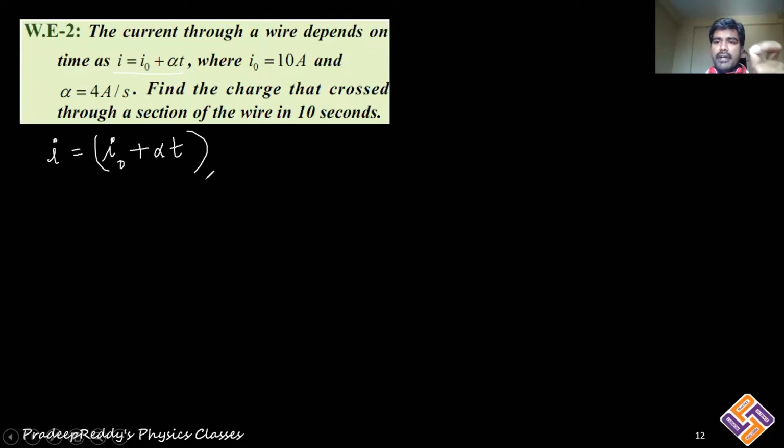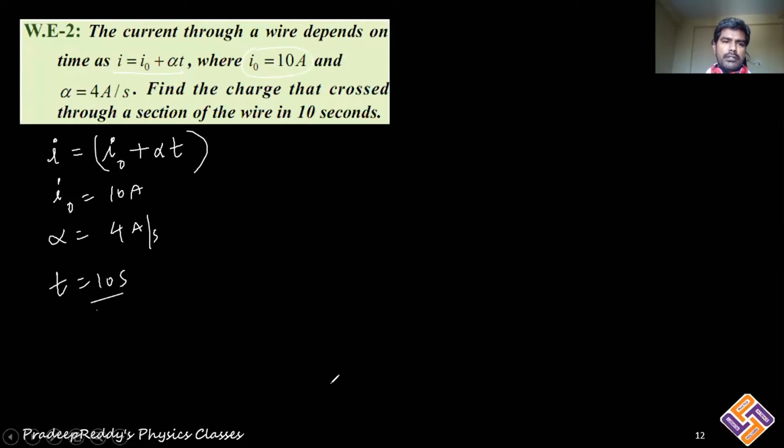Whenever you are given functions that are variable with respect to time or position or anything else, in such cases you need to go for integration and differentiation blindly. Here the I naught value is given as 10 ampere and alpha is 4 ampere per second. Find the charge that crossed through a cross section of the wire in 10 seconds. So when time t is equal to 10 seconds, you are supposed to find the total charge transferred.